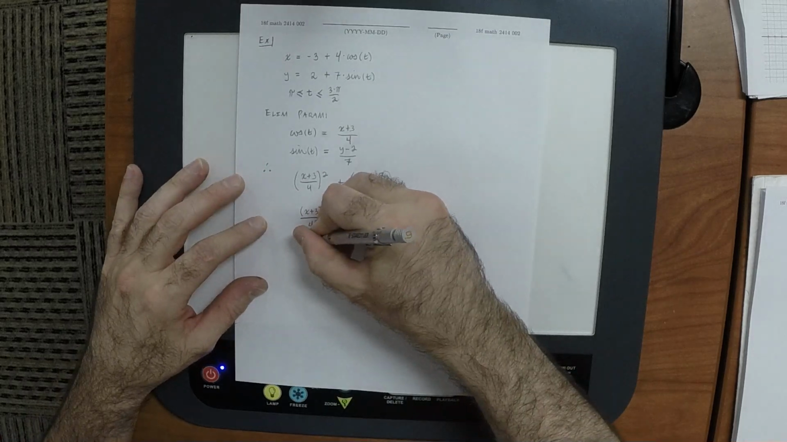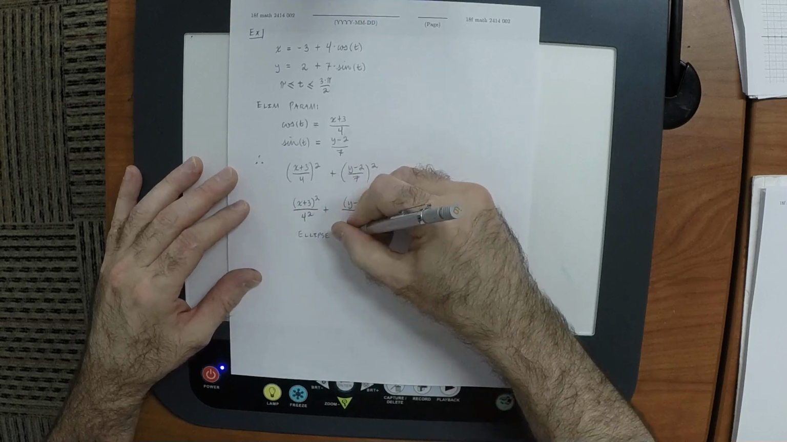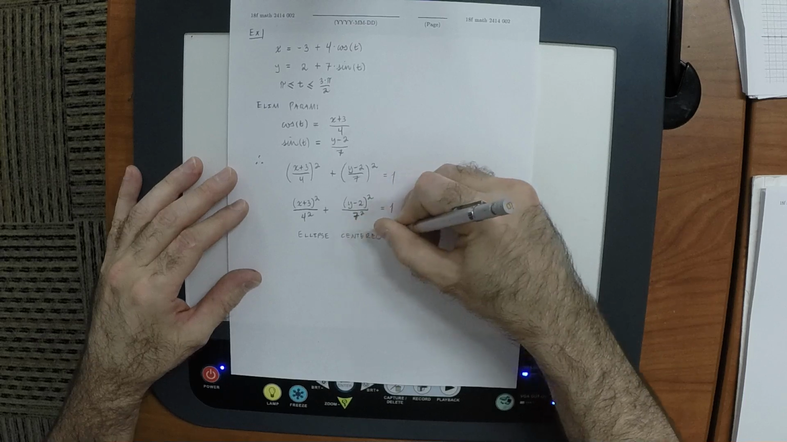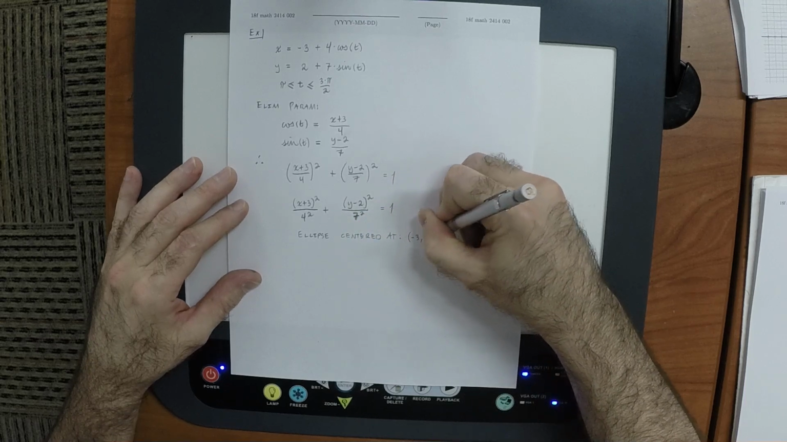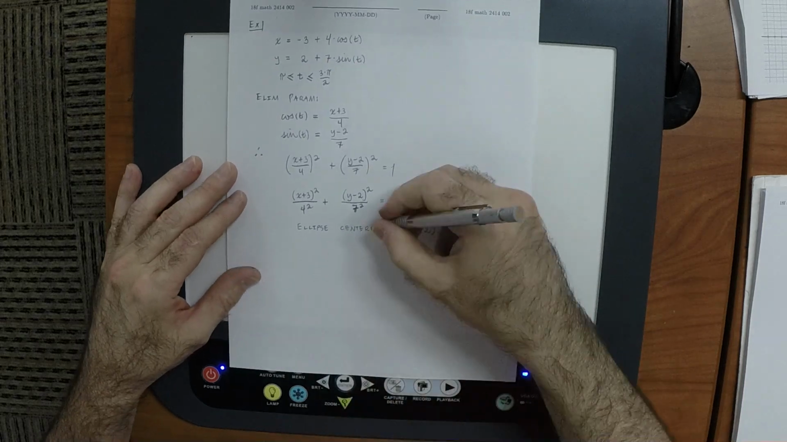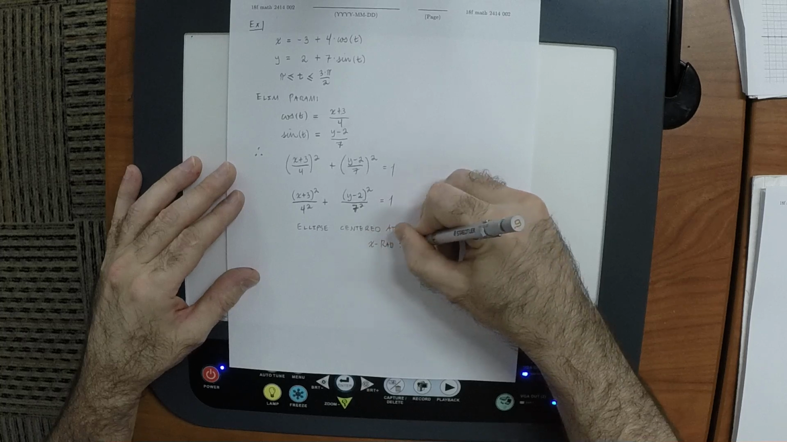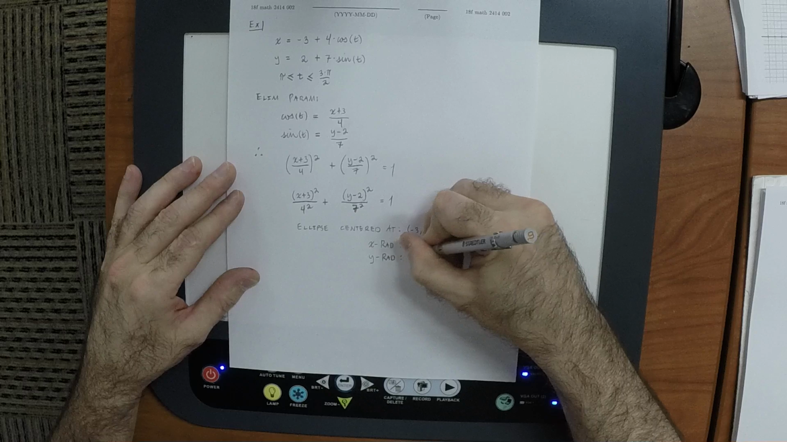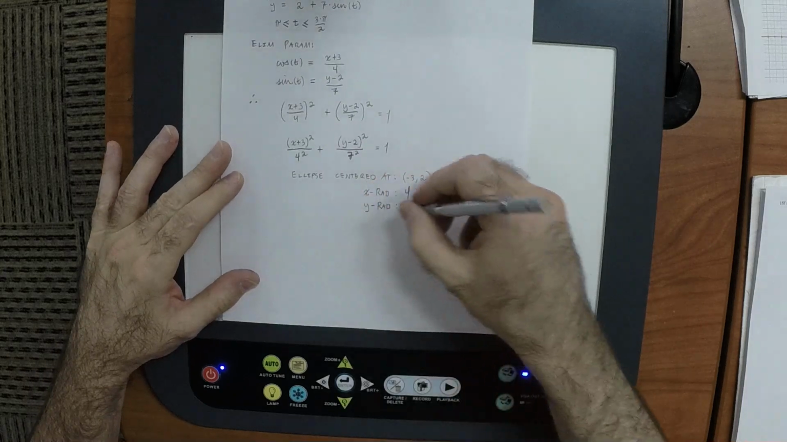So now what is this? So this is an ellipse. It is centered at -3, 2. Its x radius is what? 4. And its y radius is 7. Okay. Neat.